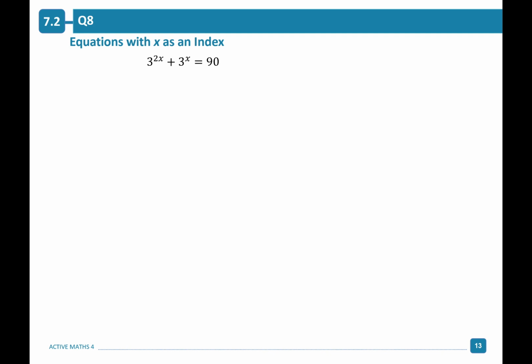Okay, so we're solving equations with x as an index this time. We're looking at the types of questions that are in question 7. So, for example, we have 3 to the power of 2x plus 3 to the power of x is equal to 90. In this case, it'll work out as a quadratic expression. So these are slightly different and there is a set technique for them.